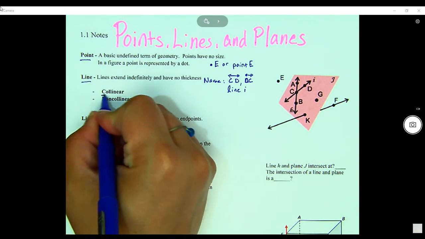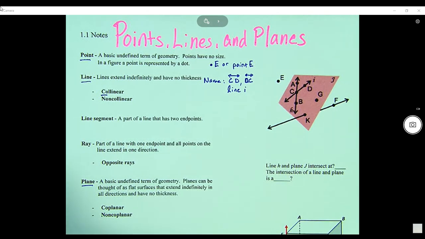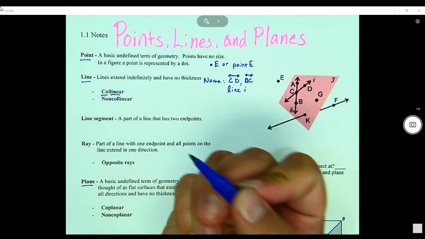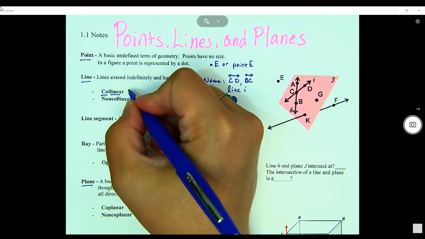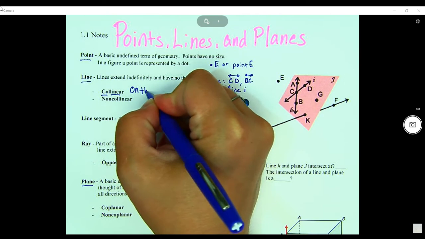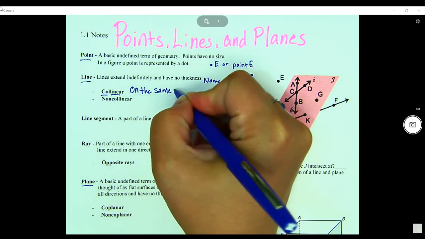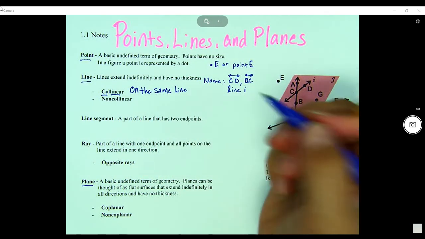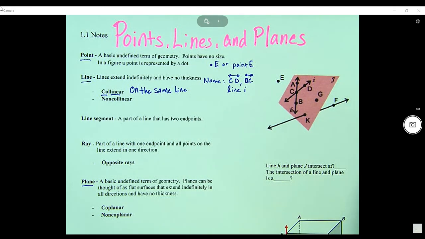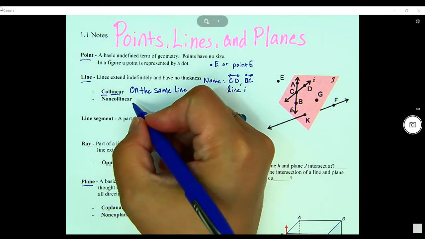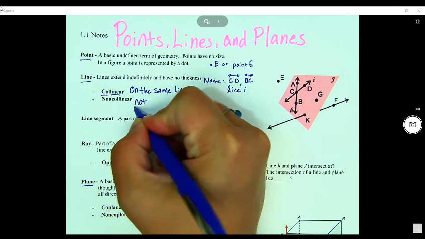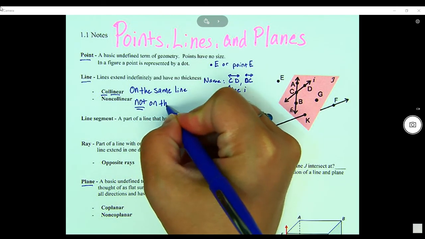Collinear. Co is a prefix that means together, like a co-worker or collaborate. And then you know that line is in there, right? So collinear means that points, for example, are on the same line. All right, so for example, you might have A, C, and D all on the same line. Non-collinear means exactly the opposite, so not on the same line.